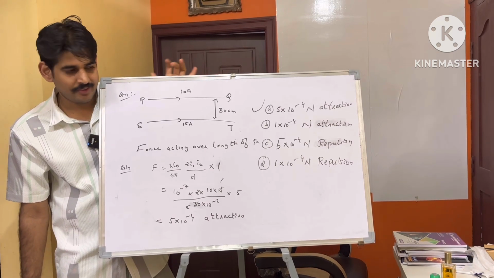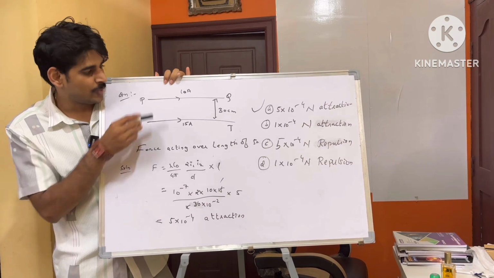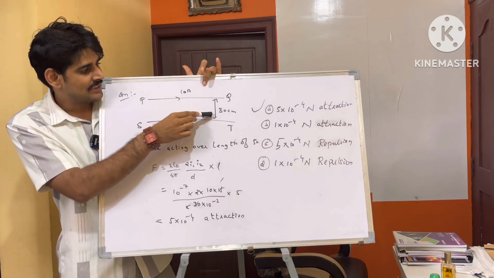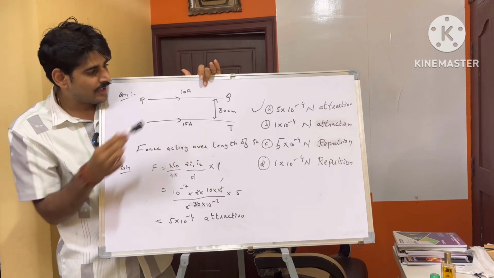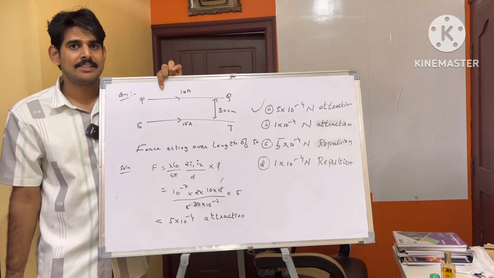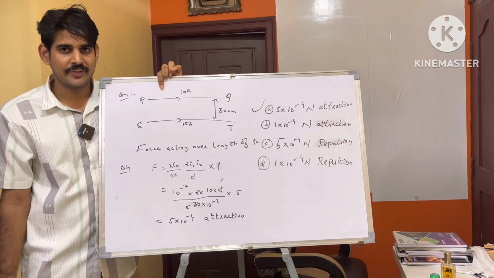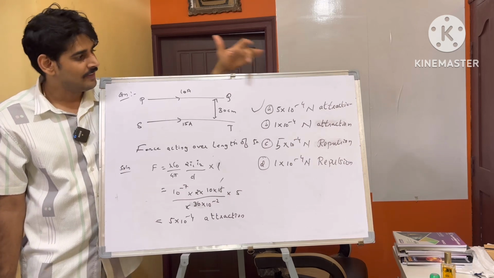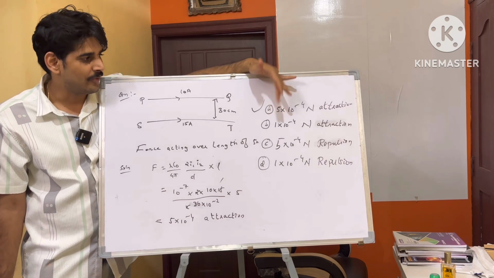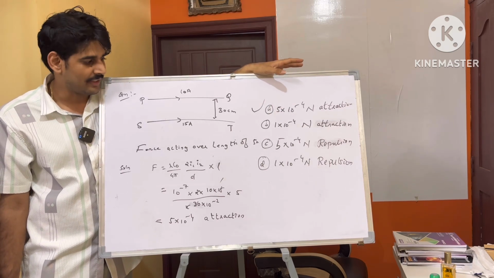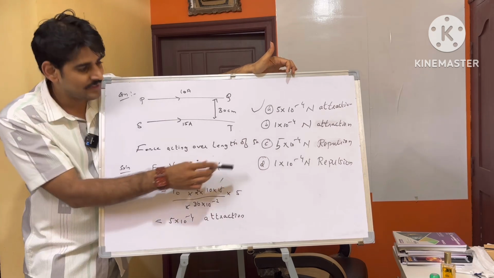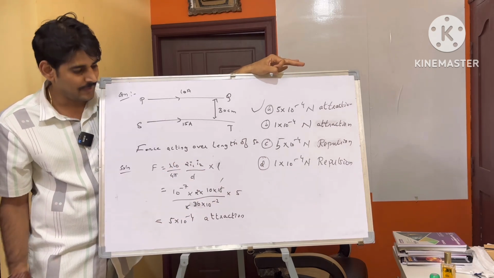In this question, we are asked to calculate the force between two parallel current carrying wires, 10 ampere and 15 ampere, separated by a distance of 30 centimeter over a length of 5 meters. When two wires carry current in the same direction, the nature of force between them is attractive. So either the answer should be 5 into 10 to the power minus 4 Newton attractive, or 1 into 10 to the power minus 4 Newton attractive. The options with repulsion as the nature of force can be eliminated.